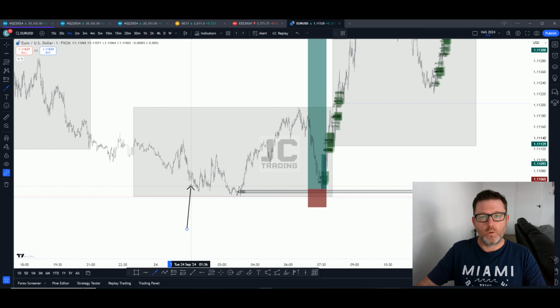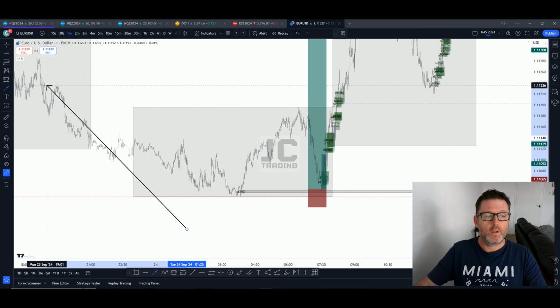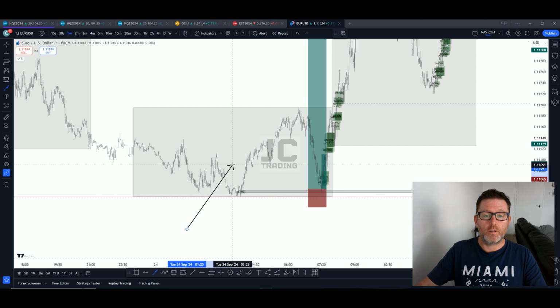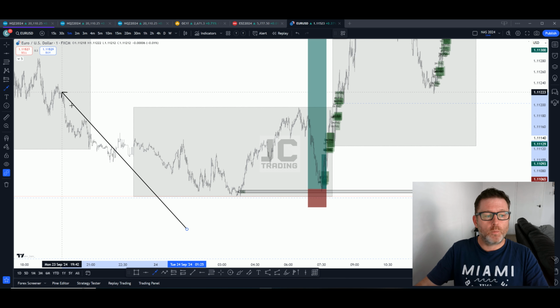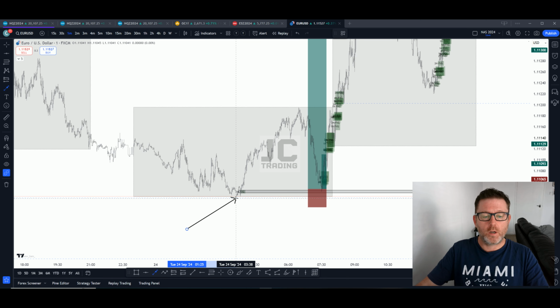Now, what's the next thing we're looking for? A market structure shift. So we're coming down. We now want to go up, because a silver bullet entry from a range high or low is a reversal trade. If you're coming in from the top, you want to be going up. If you're coming in from the bottom, you want to go down, because we're reversing. So we're currently coming down and we've swept that low. So we're waiting for a market structure shift.